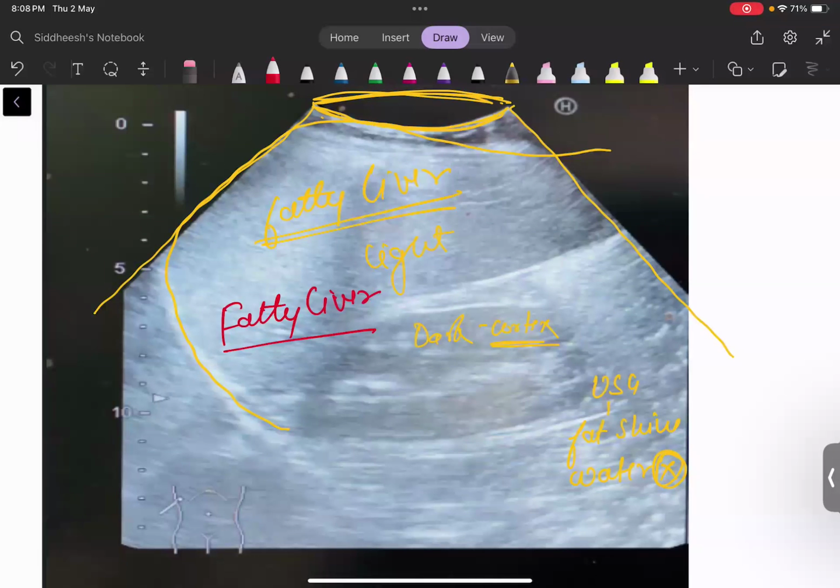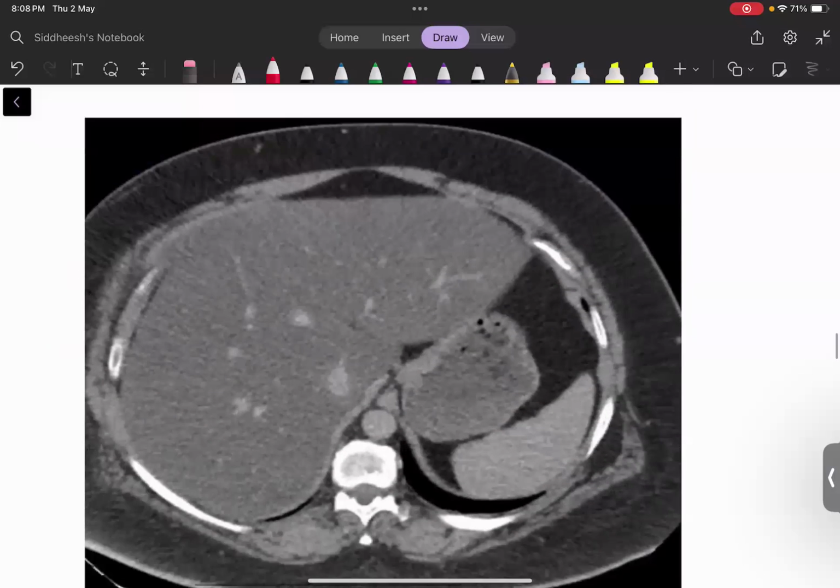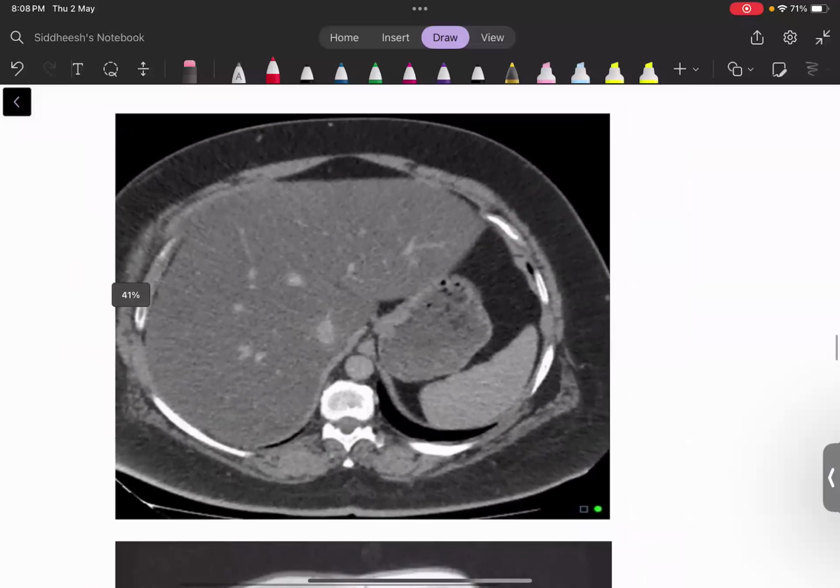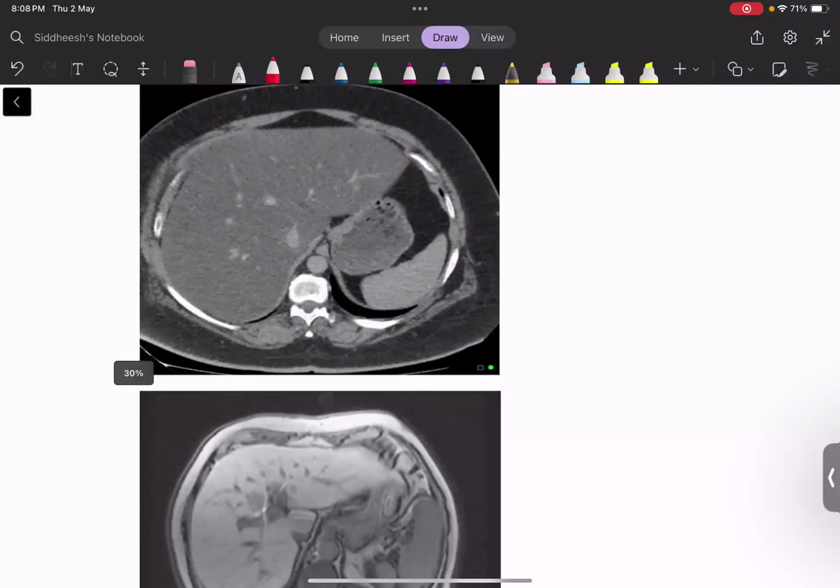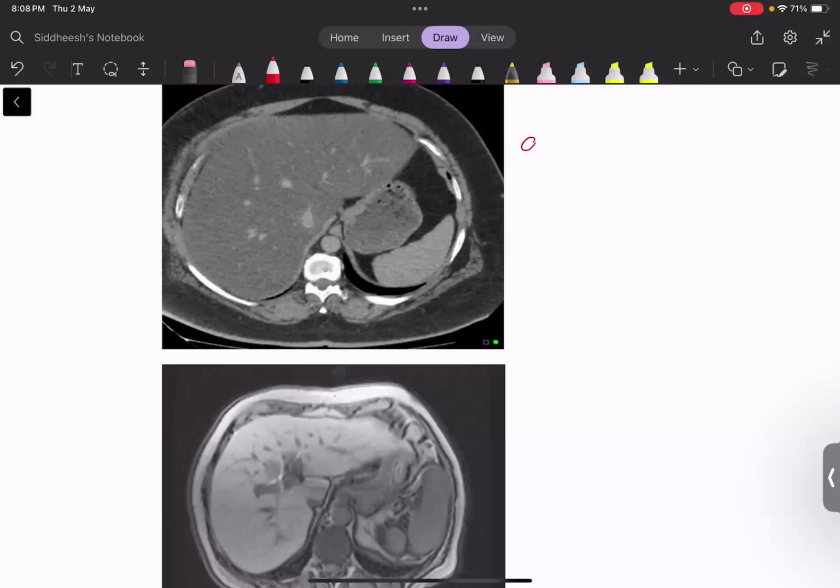Done. Okay. The next thing we have here is CT or MRI. Can someone answer me whether this is CT or MRI? Let me show you two images. That is A and that is B. So A is what? CT or MRI?